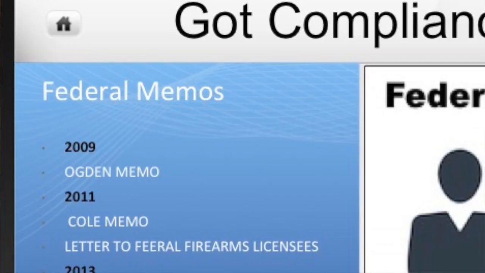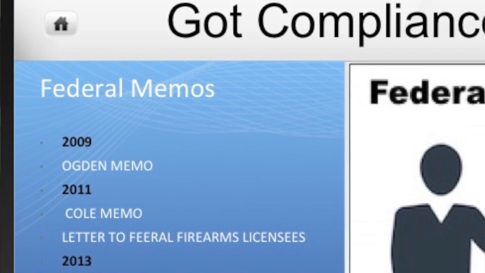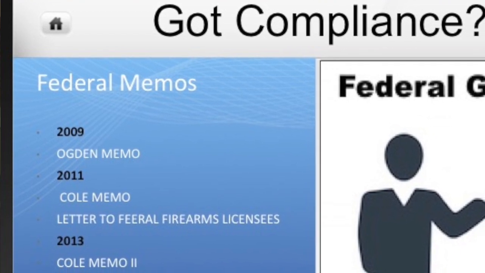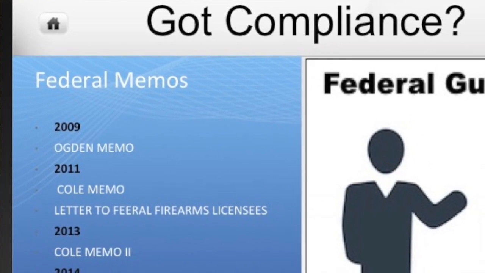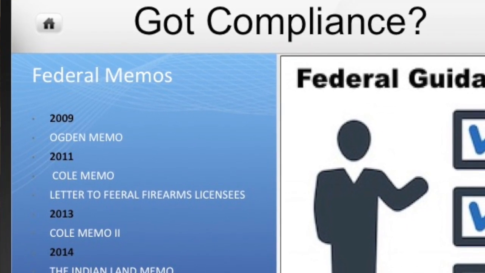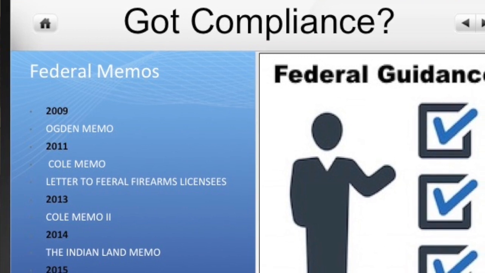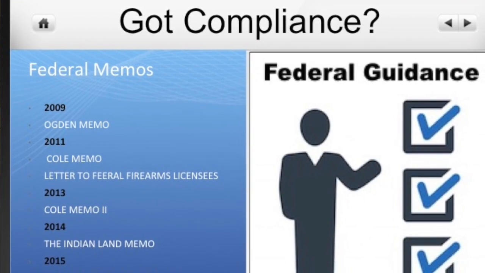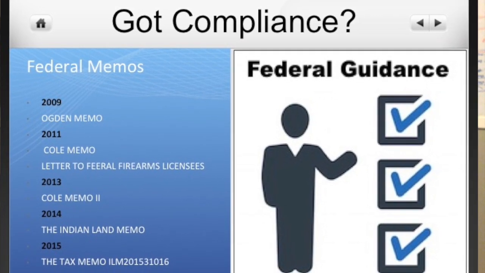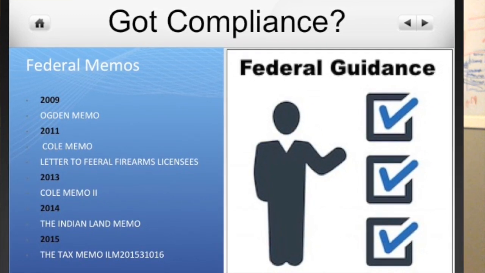The Cole Memo, released on June 29, 2011, addressed issues of the industry regarding matters of banking. An update known as the Cole Memo 2 was released in August 2013. A letter to federal firearms licensees was issued on September 21, 2011 regarding medical marijuana patients' right to bear arms. The Indian Lands Memo of October 28, 2014 addressed policy statement regarding marijuana law issues in Indian country. The Tax Memo, released January 23, 2015, addresses taxpayers trafficking in a Schedule I or Schedule II controlled substance, capitalization of inventorial costs.